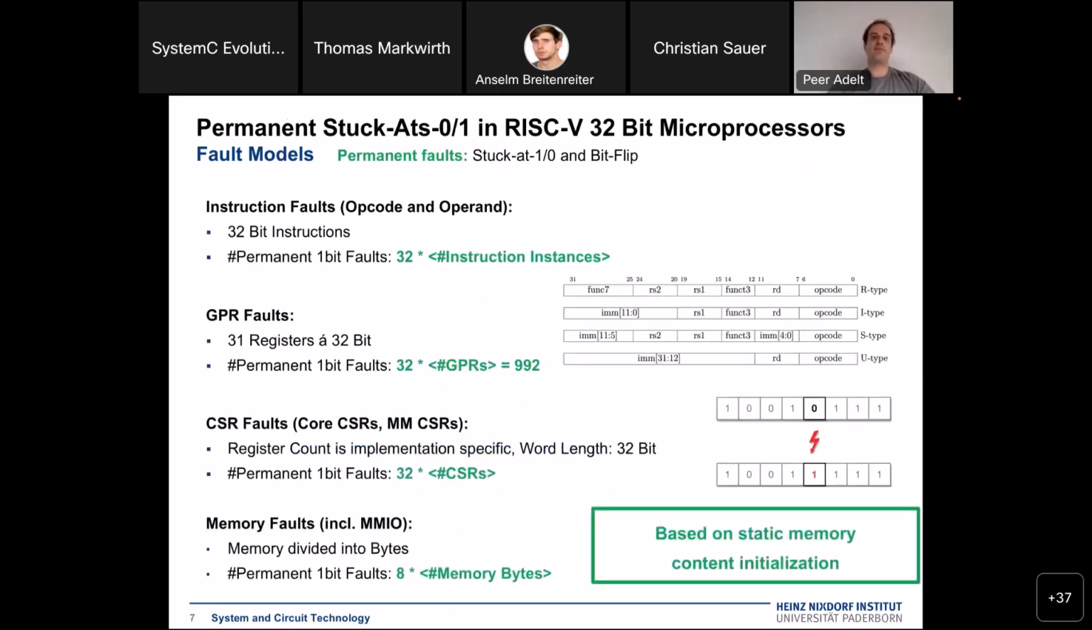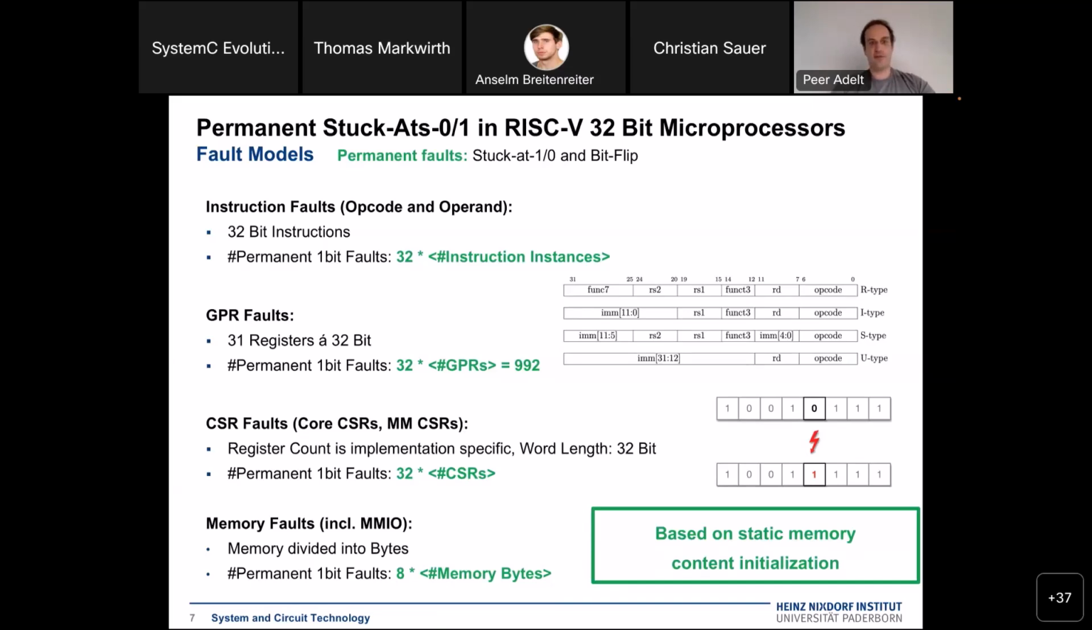Okay, when we are talking about permanent faults, those are time independent. This means that, for example, for instructions, which are 32 bits wide, we would have 32 single bit faults per type of instruction or per instance of instruction in the software, for example. For GPR faults, RISC-V defines 31 registers with 32 bits each. So for GPR faults, we have 32 times 31 single bit faults, 992.